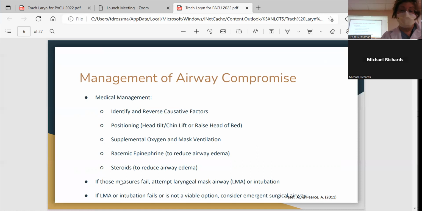And then providing oxygen and ventilation as needed, if you need to bag them versus providing more oxygen if they're hypoxic. If they have airway edema, we'll do racemic epinephrine for that, and then also steroids to reduce edema.